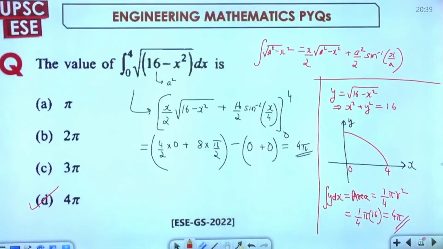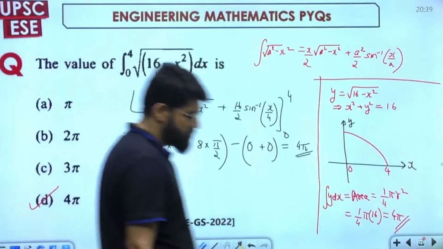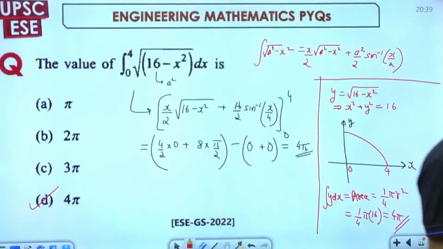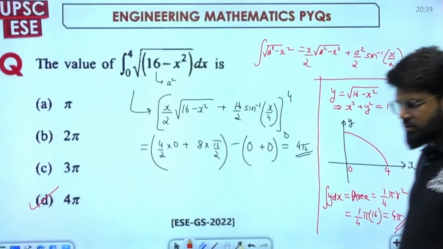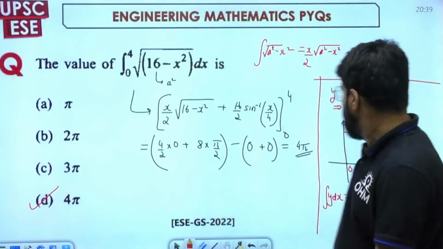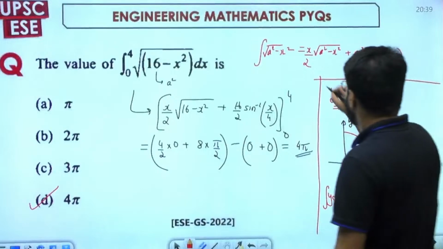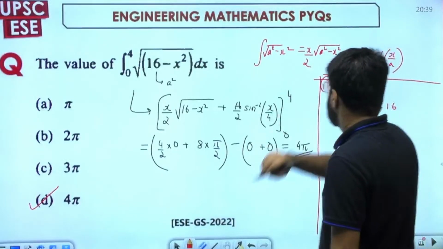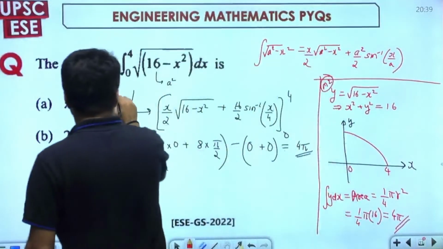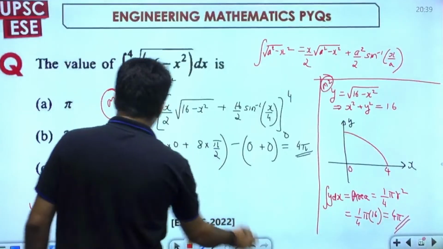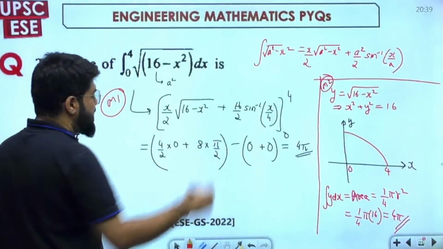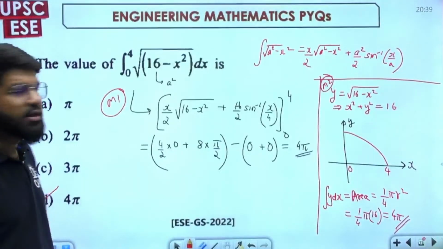So that is also one of the ways to think about this problem. Method number 1, integral formula. If by chance the integral formula doesn't click, then you can think in this particular graphical way.